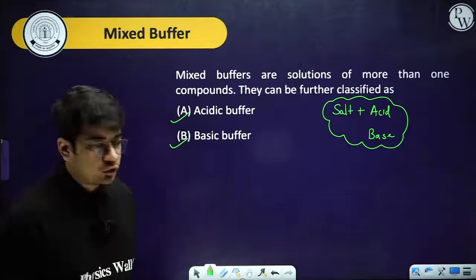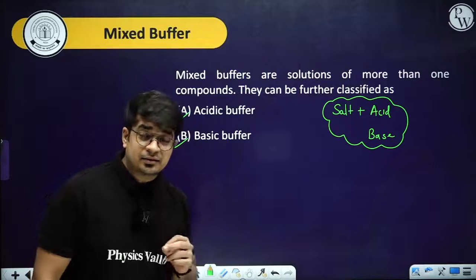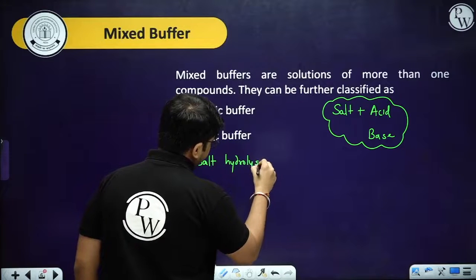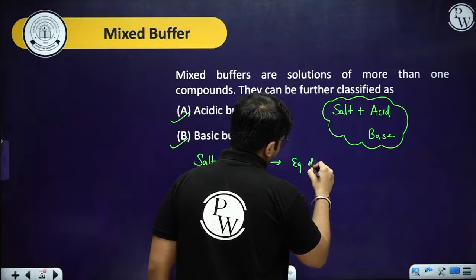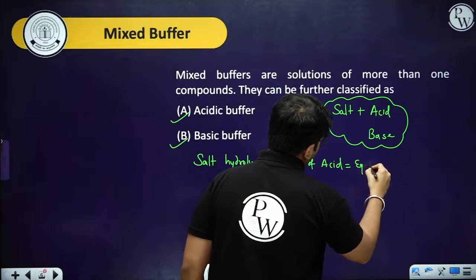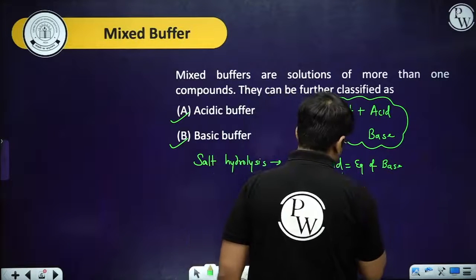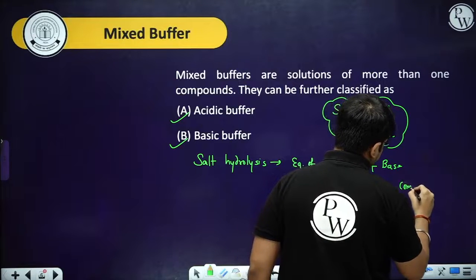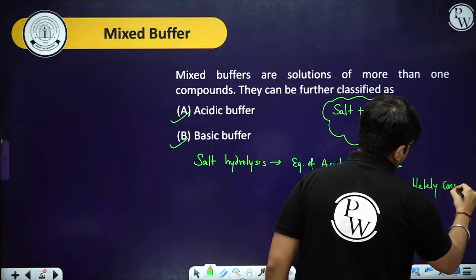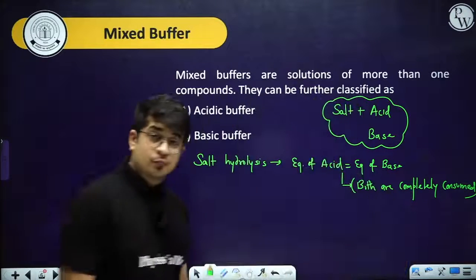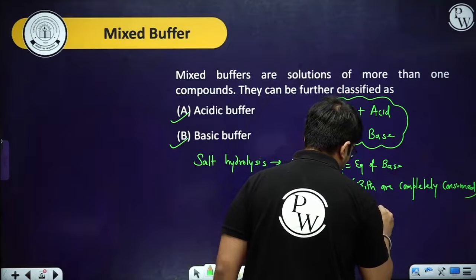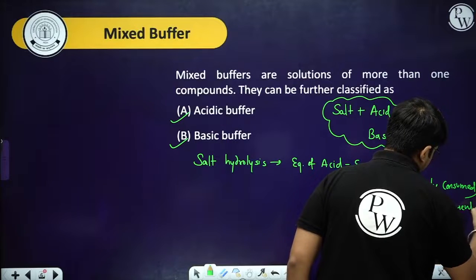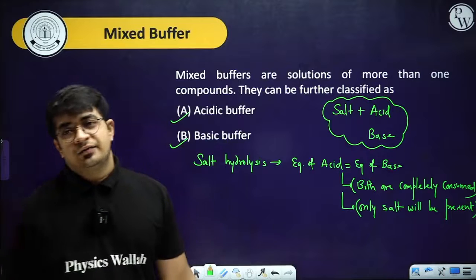Okay. And I told you what is the difference between salt hydrolysis and a buffer solution. In case of salt hydrolysis, equivalents of acid are always equal to equivalents of base. It means both are completely consumed. If both are completely consumed, in that case only salt will be present. If that's the case, if only salt is present, definitely salt hydrolysis takes place.